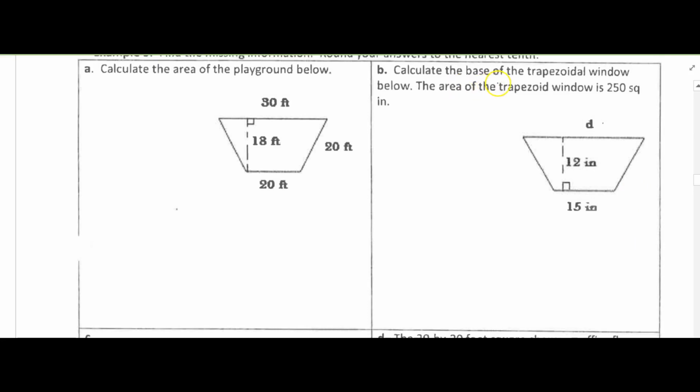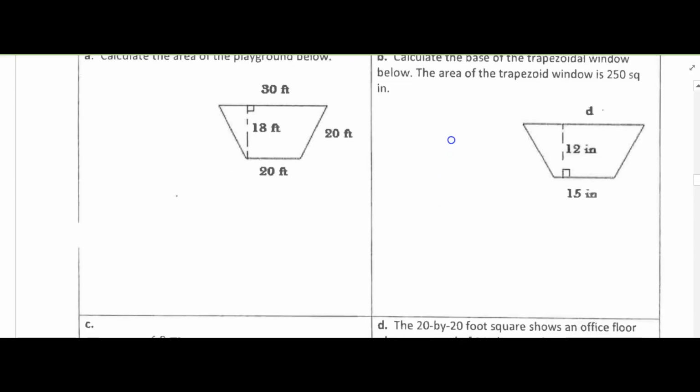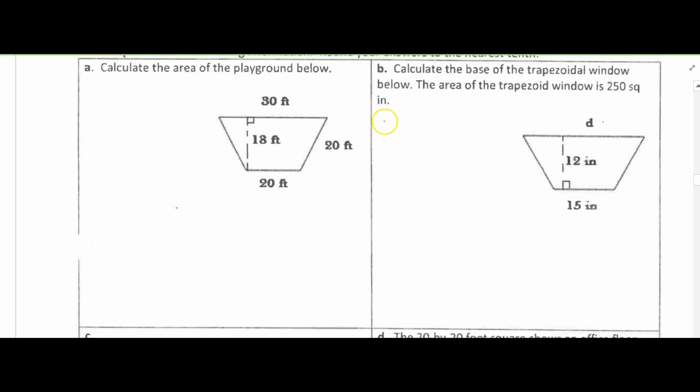It says calculate the base of the trapezoidal window below. So here's our window that's shaped like a trapezoid. The area of the trapezoid is 250 square inches. So here's D, which in our picture is our base 2, but it really doesn't matter. So let's start with our formula. So the area of a trapezoid is equal to base 1 plus base 2 divided by 2 times the height. All right, and we know that the area is 250, so let's substitute that in.